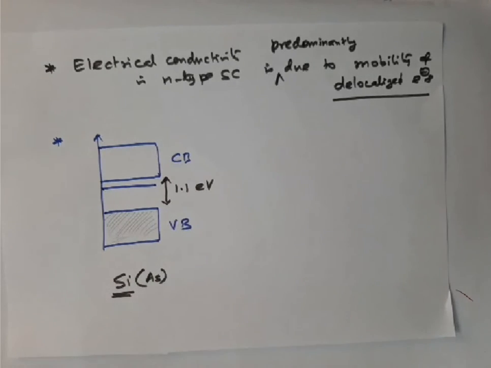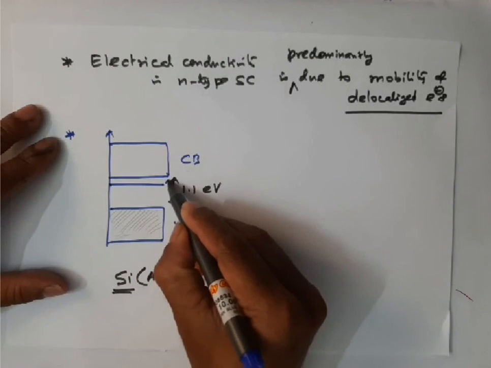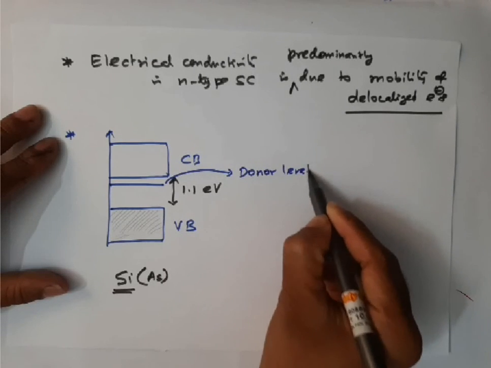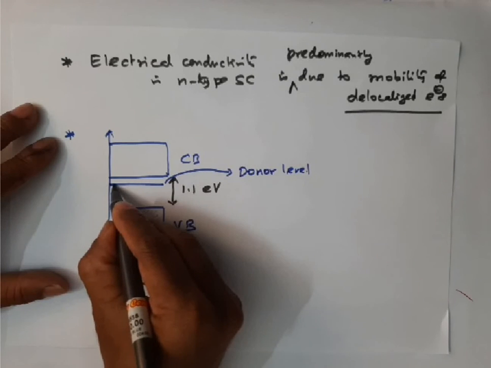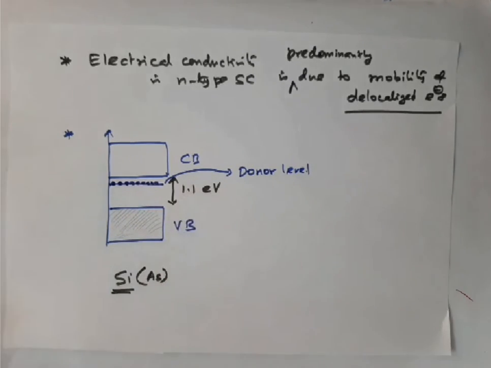They will create a new level near the conduction band. This is called the donor level. This donor level has plenty of electrons.